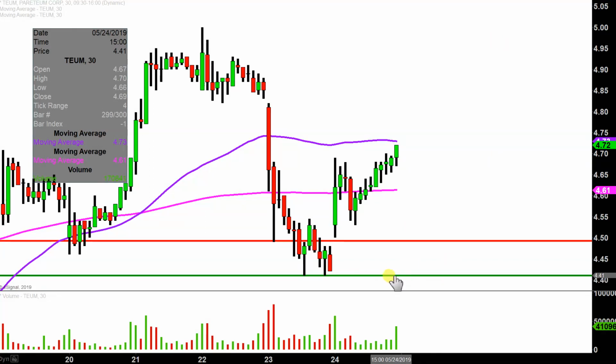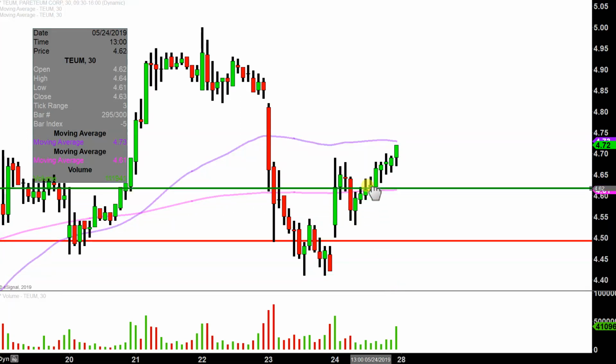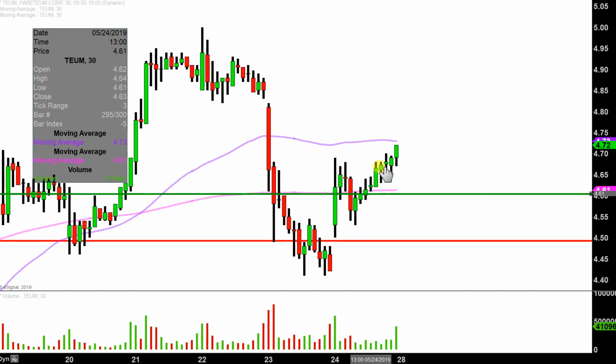I was going to say I'm going to delete this line, but I'm just going to use this line for one of the newer areas of support. And that area is right up here at $4.60. And that's what I would call the ideal level.